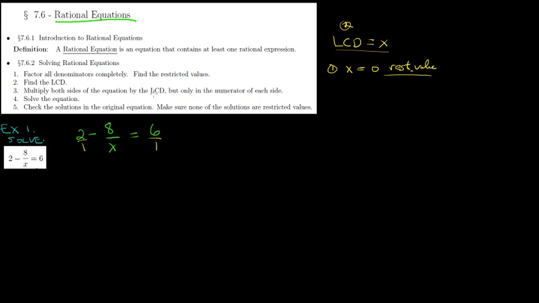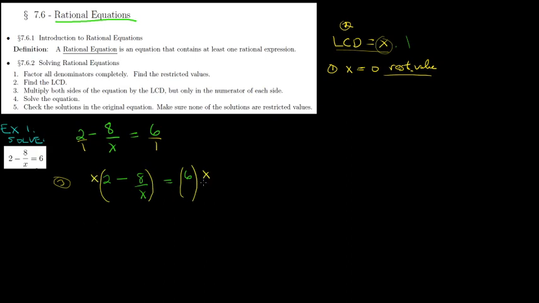Step 3, multiply both sides of the equation. So this will be my step 3 here. And let me just copy down the equation one more time. 2 minus 8 over x equals 6. And we don't need the 1s here. I just did that because the LCD couldn't multiply by 1. 1 times x, of course, is just x. So step 3, multiply both sides of the equation by the LCD. In this case, we're multiplying both sides by x.